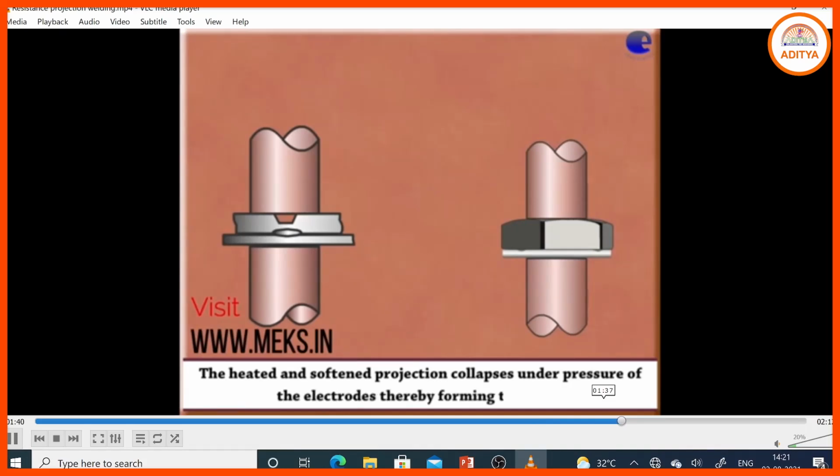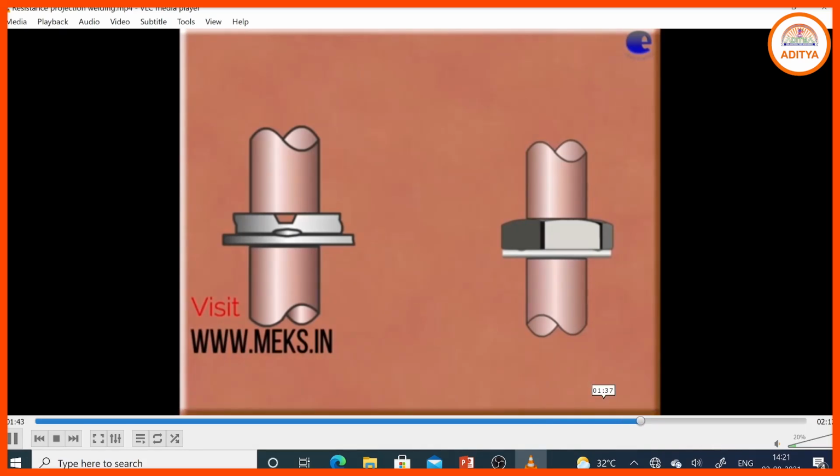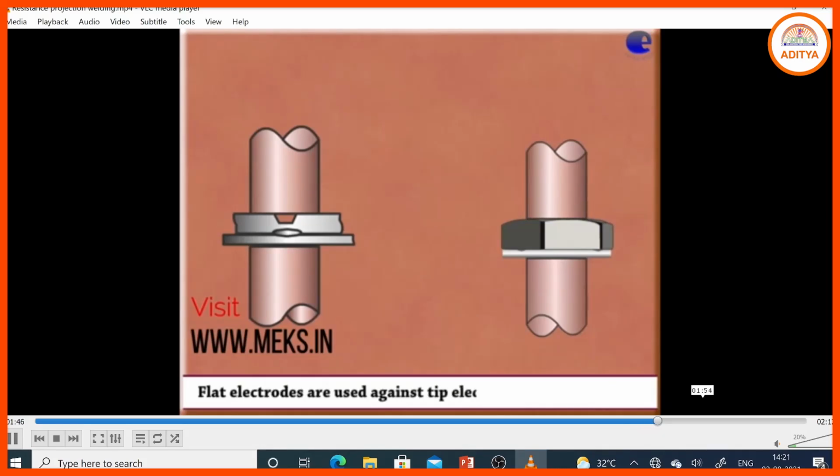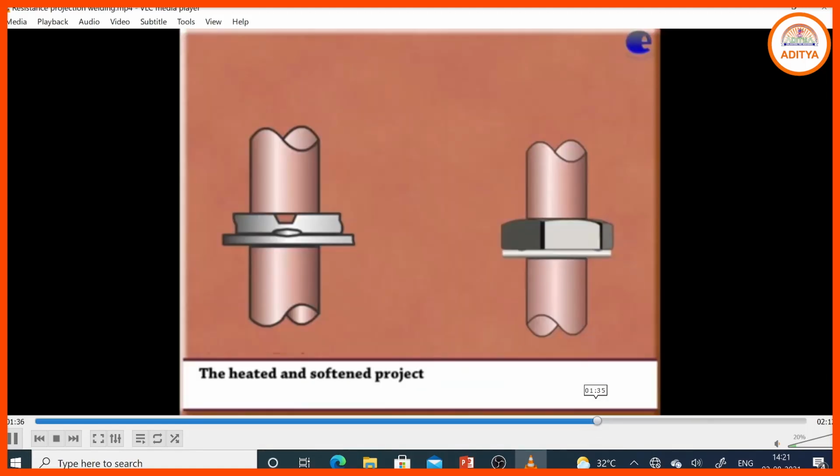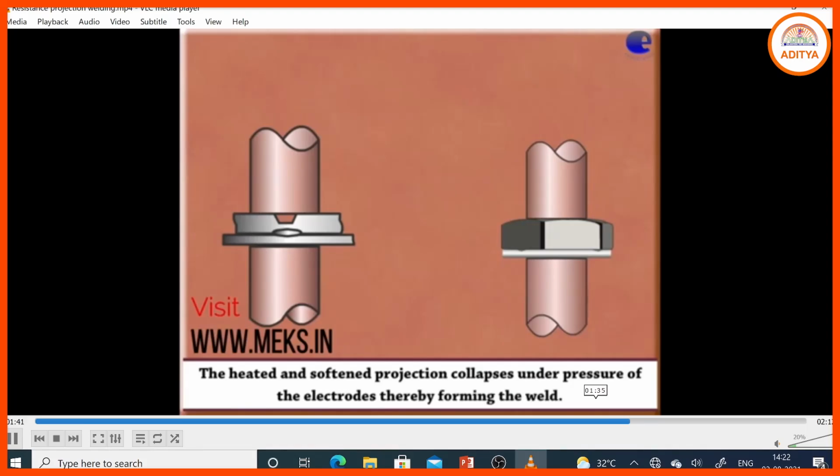Now both the plates we keep between two electrodes. When we apply the current, both the plates create one nugget zone, meaning a molten zone. Then, providing pressure through the electrode, the projections will be converted into a welded condition, meaning after welding no projections will remain on that plate. A normal welding joint will be created and a flat sheet will be created after welding.